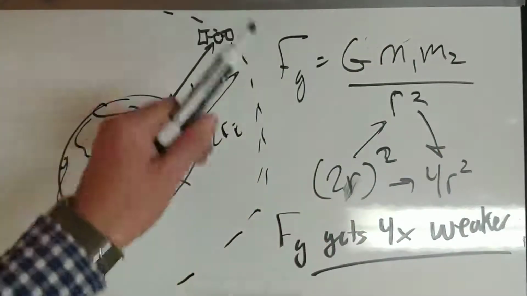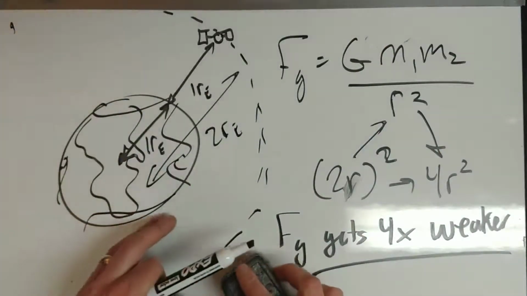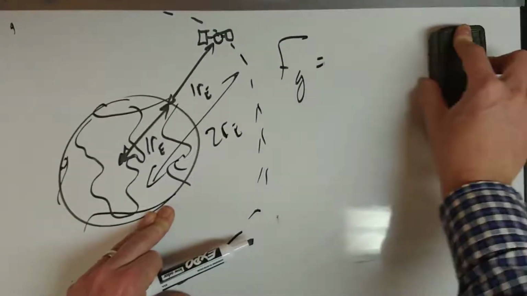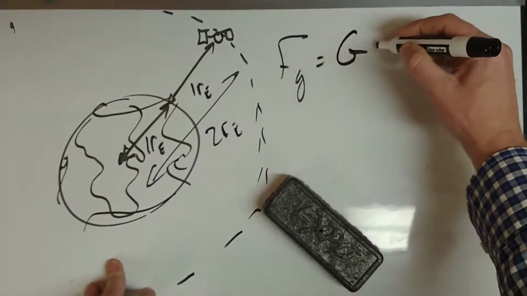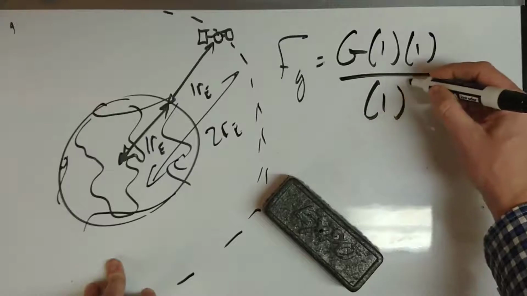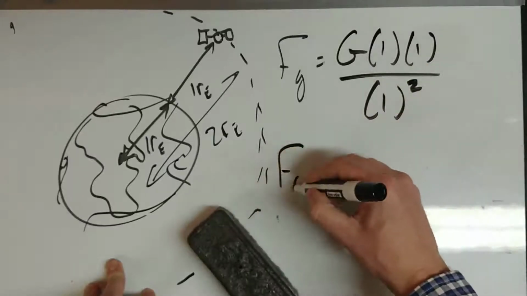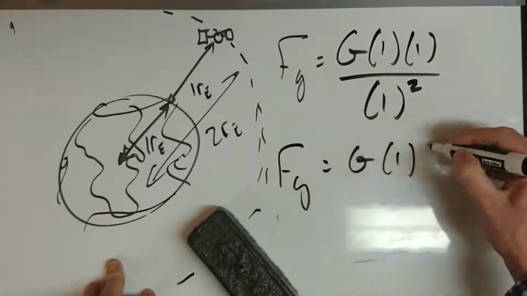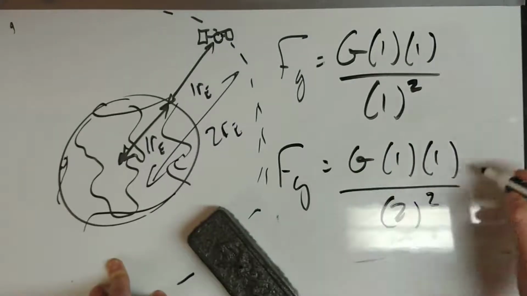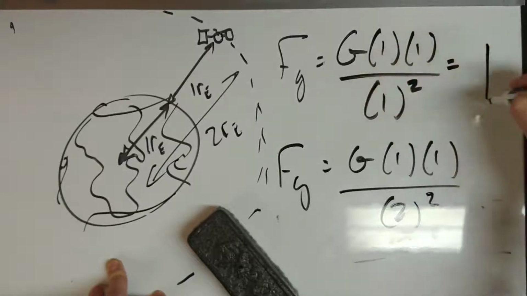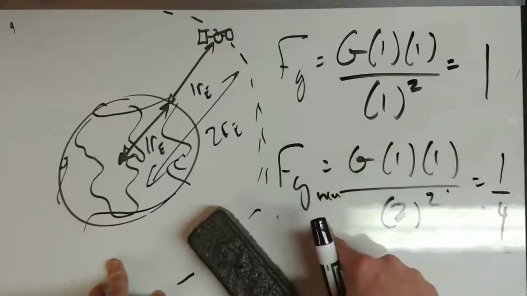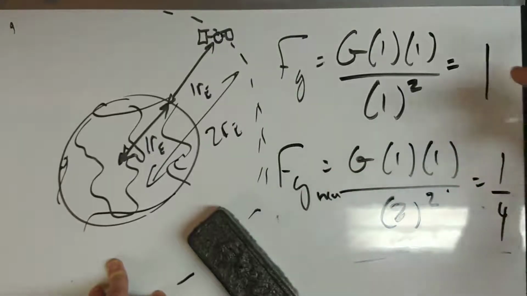The other way to do it is like I showed you with the ones, right? Ignore G, that's just a constant, that's not going to change. So it's like G times 1 over 1 squared, right? The new FG is G times 1 times 1 over 2 squared. I double the radius. So this all is 1, and this one ends up being 1/4. So the new FG ends up being 1/4 of the original.